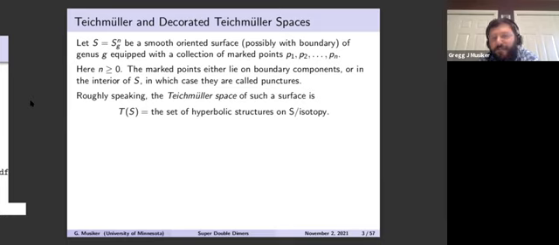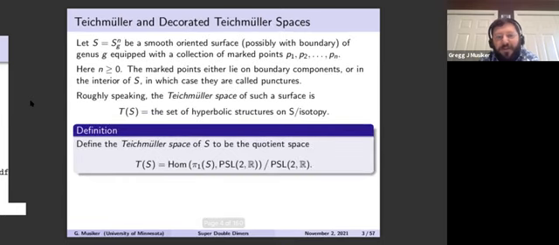And then there's a collection of marked points on this surface. The marked points could either be on boundary components or on the interior of S, in which case they would be called punctures. And roughly speaking, the Teichmüller space of such a surface is the hyperbolic structures up to isotopy, i.e. up to wiggling, two curves would be equivalent.